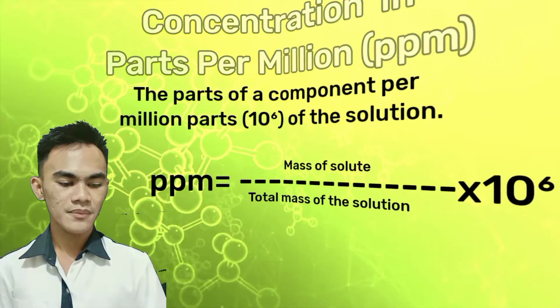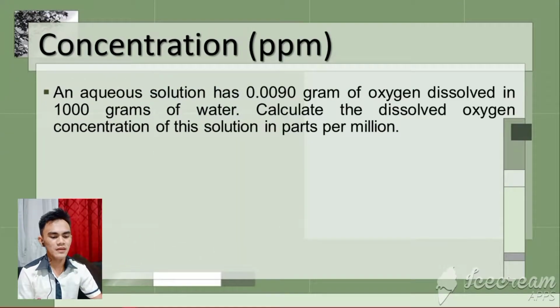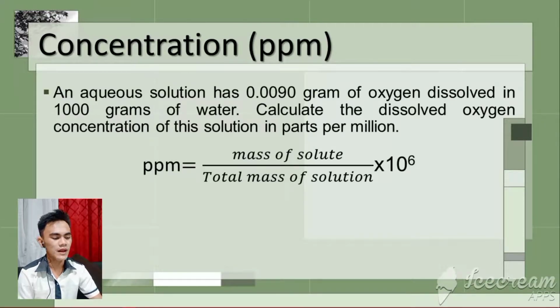or that is 1 million. It states that our problem, an aqueous solution has 0.0090 grams of oxygen dissolved in 1000 grams of water. So calculate the dissolved oxygen concentration in this solution in parts per million. So by using our formula in getting the concentration in parts per million, we have here mass of solute divided by the total mass of solution times 10 raised to the power of positive 6, or that is 1 million.